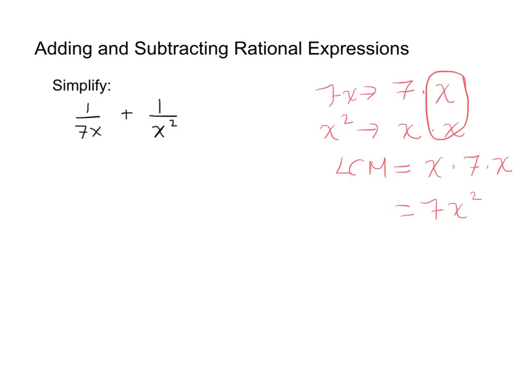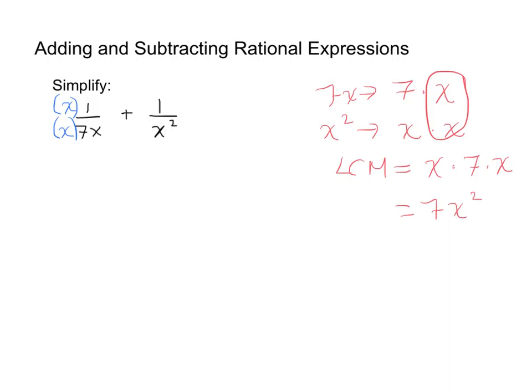So then once we find that lowest common multiple, we need to look at what we have to multiply the first denominator by to change it into that lowest common multiple. What do we have to multiply 7x by to change it into 7x squared? X. If I multiply the denominator by x, I also have to multiply the numerator by x, right? Because then I'm just multiplying by 1. That keeps coming up again and again, right? We multiply by 1 to change the way something looks, but keep its value the same. So I'm going to multiply that by x over x.